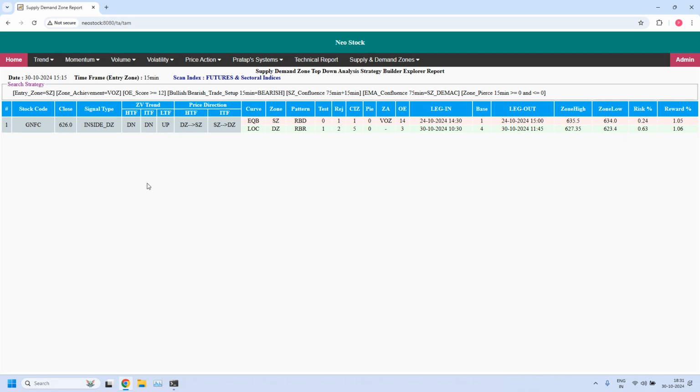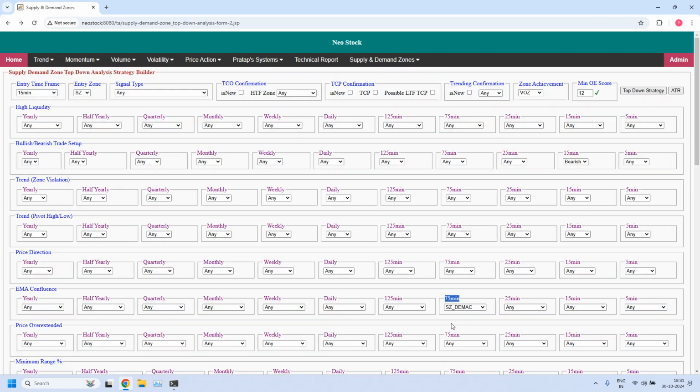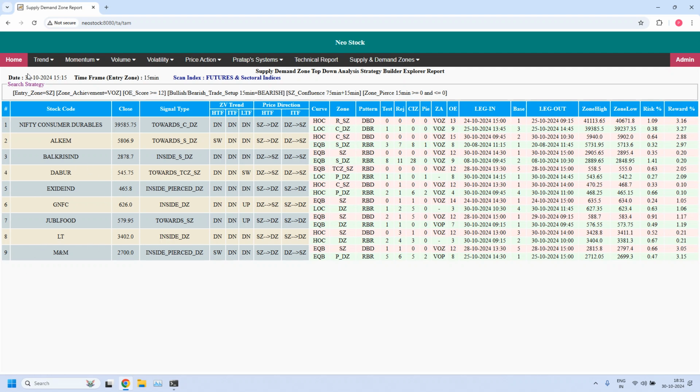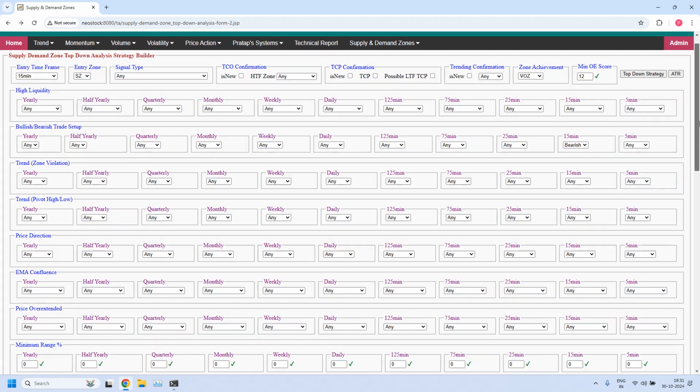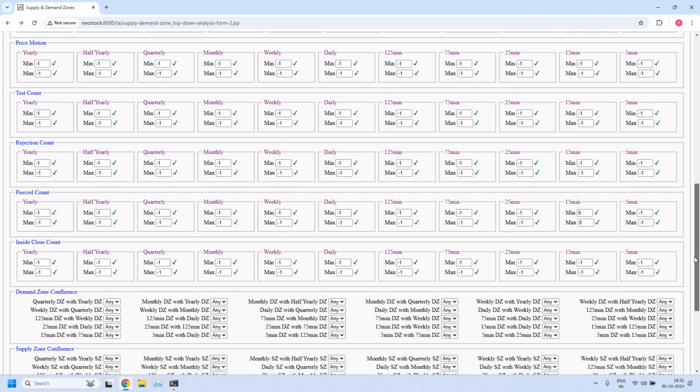Okay, next let us look for LTF, ITF, HTF supply zone confluence. I am removing the EMA filter. Earlier how many we got? 9 stocks, right? LTF, ITF, we got 9 stocks. Among these 9, how many are having even HTF confluence?